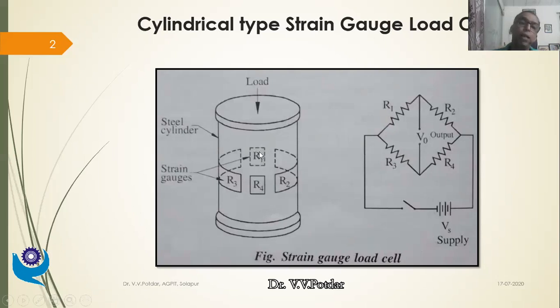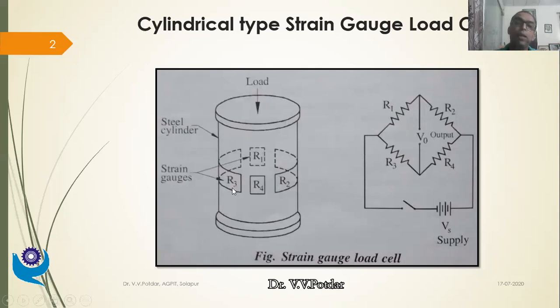So R1 and R4 are of same nature, compressive strain. So R1 and R4 are in opposite arms. Just recollecting the convention, the same natured strain gauges should be in opposite arms. R1 and R4 are of same nature. What nature? In compressive loading, compressive strain. So these are in opposite arms.